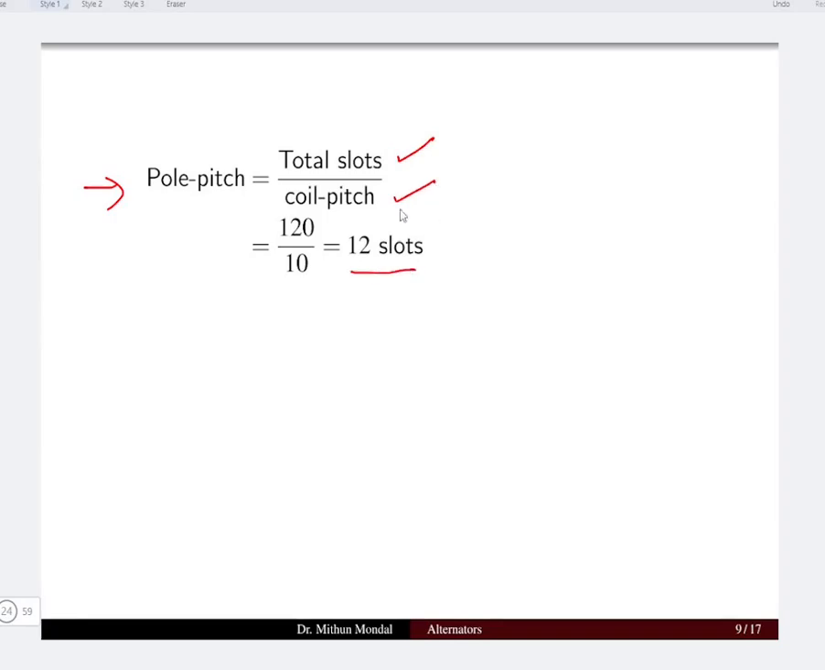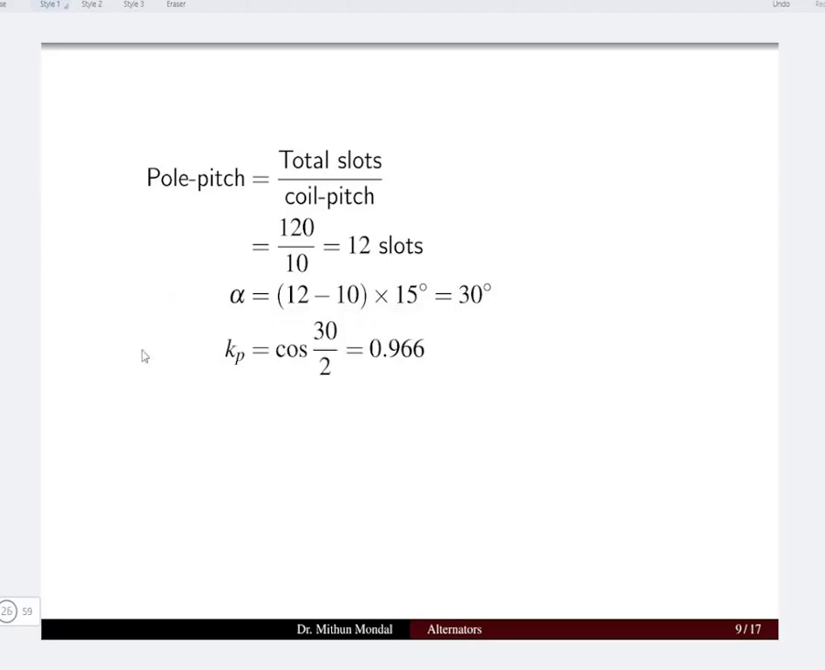So the pole pitch we have to determine, which is the total number of slots divided by the number of poles, which is equal to 12 slots. And this alpha, the chording angle, which is the coil span shortfall angle, will be the total pole pitch of 12 minus the slots of coil span, times 15 degrees. We have a total of 30 degrees as alpha. So the Kp value is cos(alpha/2), that is equal to 0.966.